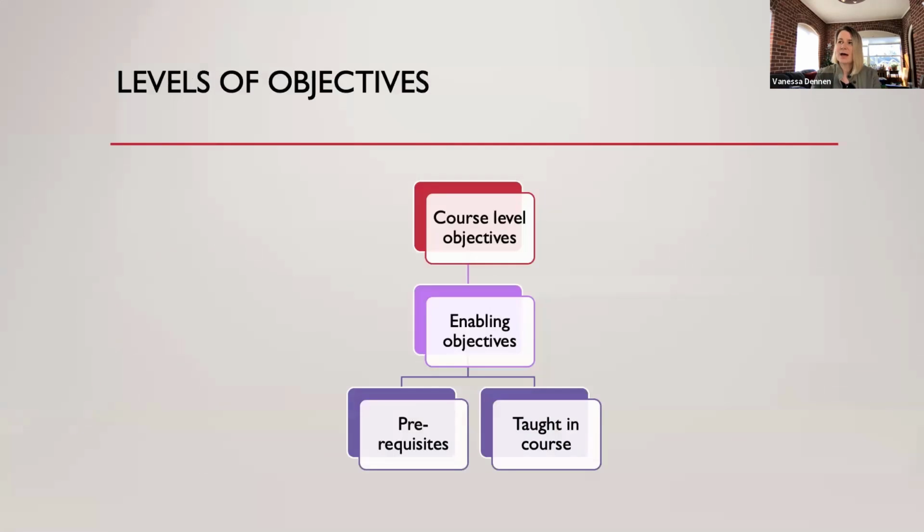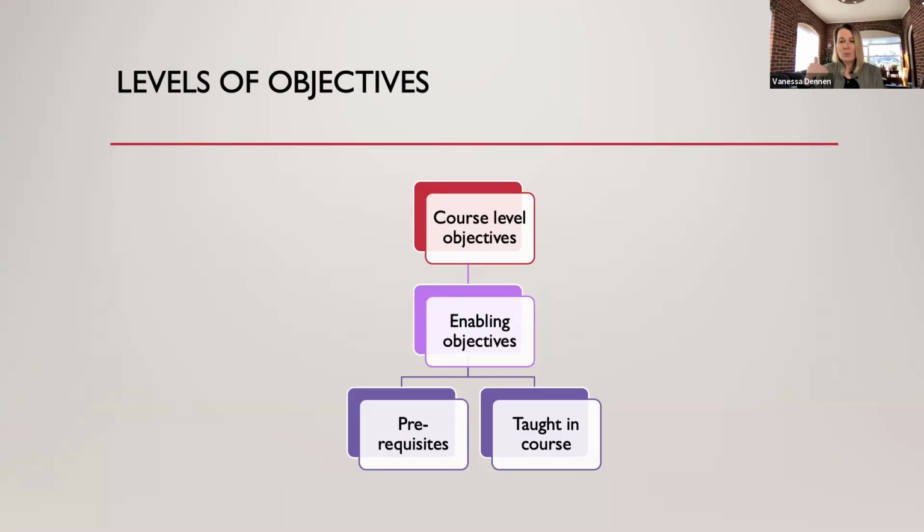So as we think about the levels of objectives, we will have whatever our course level objectives, and then we will have enabling objectives. And of those enabling objectives, we have to make the determination of what are prerequisites, what do we think our learners knew already, and what are we teaching in the course.